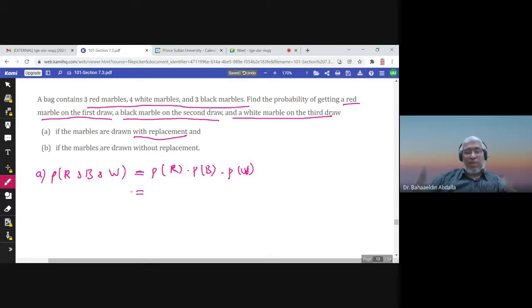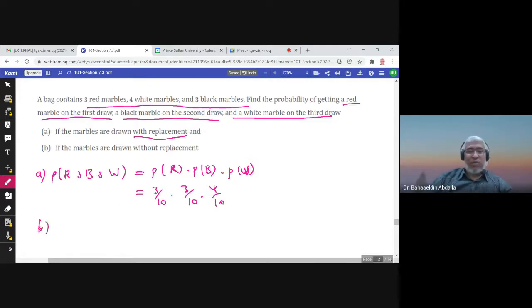So you can say the probability of red. What is the probability of red? How many red? 3 out of 10. The number of balls is fixed. It is with replacement. So the probability of black is 3 over 10 and white 4 over 10. And this would be the answer.